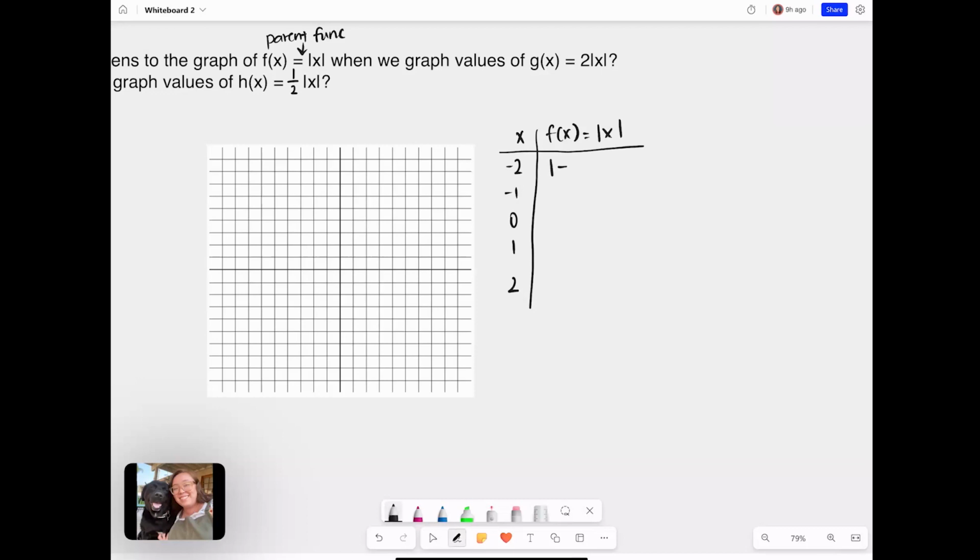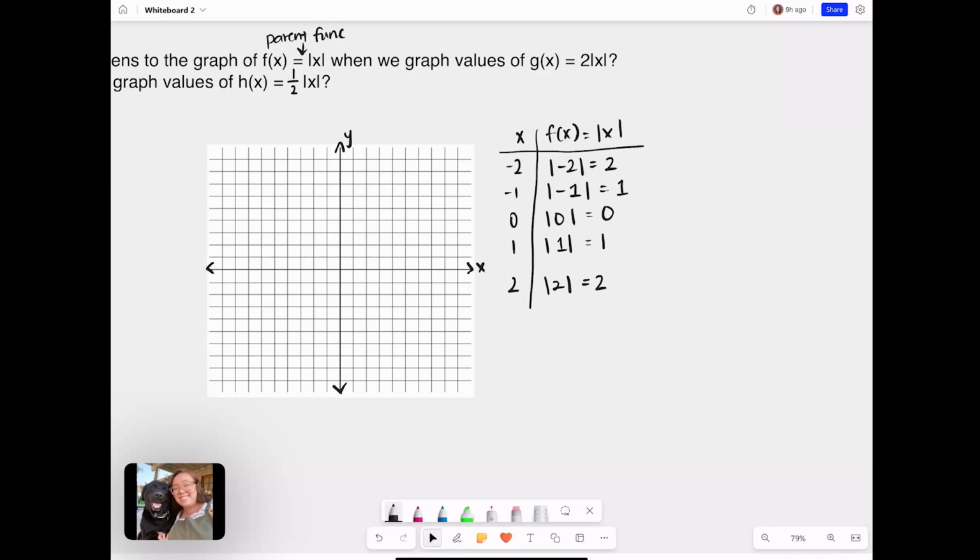Okay, so we're looking at the absolute value of x. The absolute value of -2 just gives us 2. The absolute value of -1 is just 1. The absolute value of 0 is 0. The absolute value of 1 is 1. And the absolute value of 2 is 2. So I'm going to graph that, again, making sure my graph is labeled and beautiful so that it's easy to read. And let's plot this.